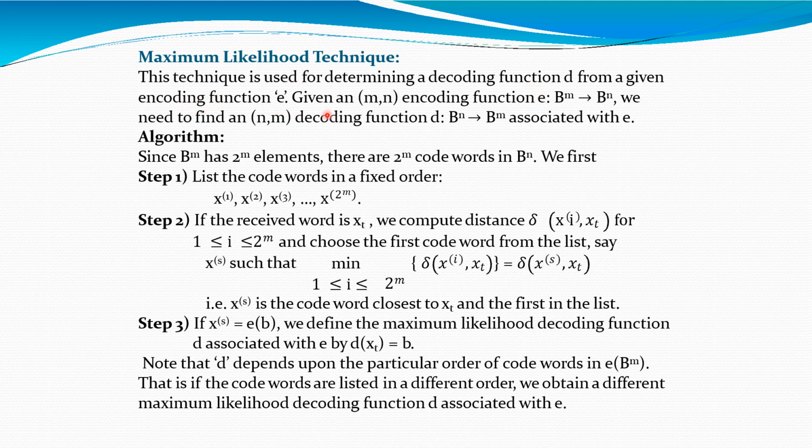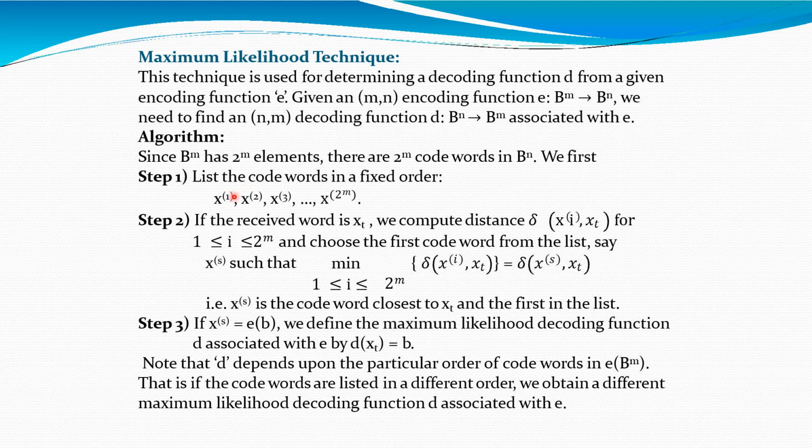Given an encoding function E from Bm to Bn, we need to find an n-m decoding function D from Bn to Bm associated with E. Now see what is the algorithm to find that decoding function associated with the given encoding function. Since Bm has 2 raised to m elements, there are 2 raised to m code words in Bn.